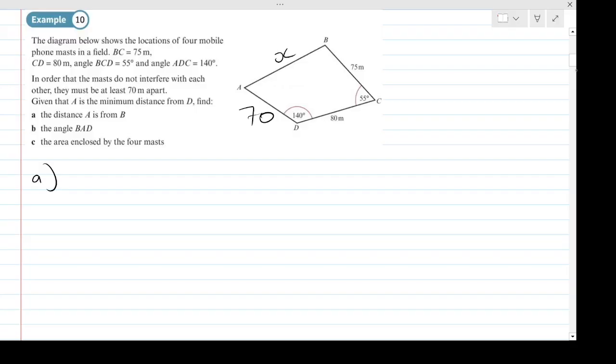Okay, so the problem is we don't have any triangles. And I know we're going to need to consider triangles. We've got a mixture of sides and angles, so I'm going to need to create triangles from this. And when you've got a quadrilateral like this, the best way to do this is to go through the diagonal. So I could go here, BD.